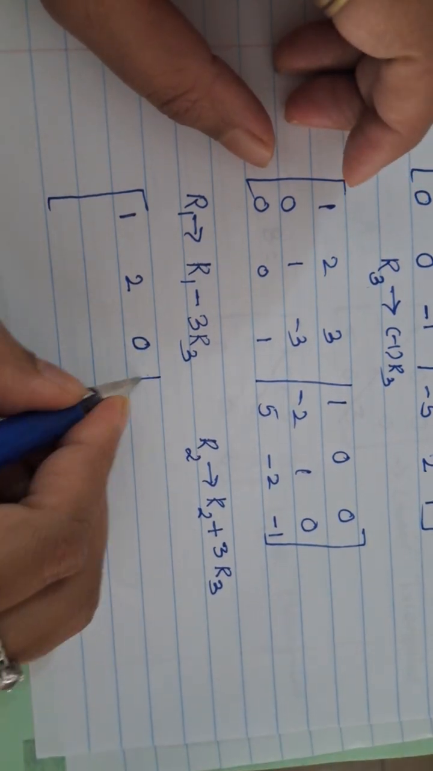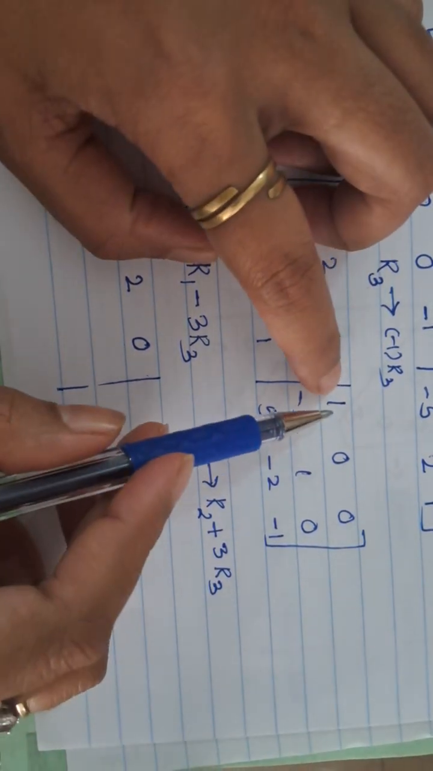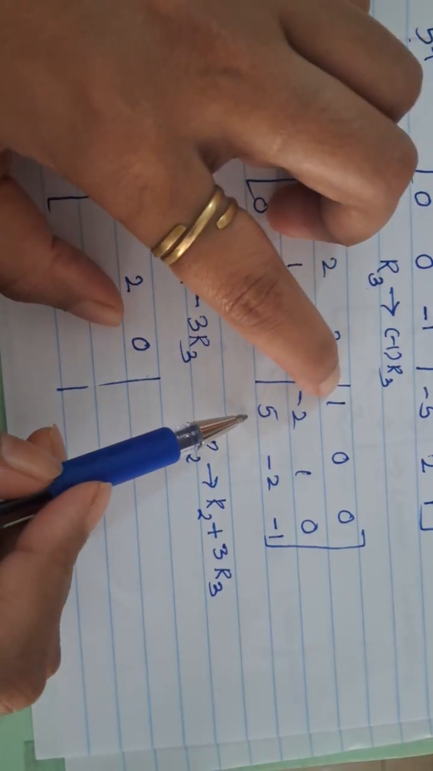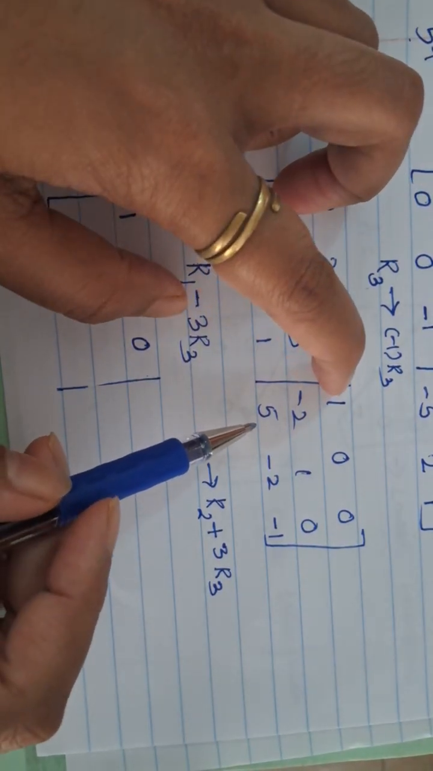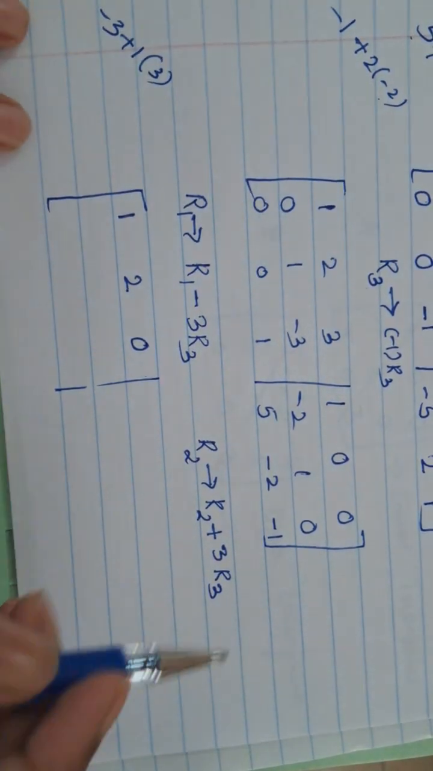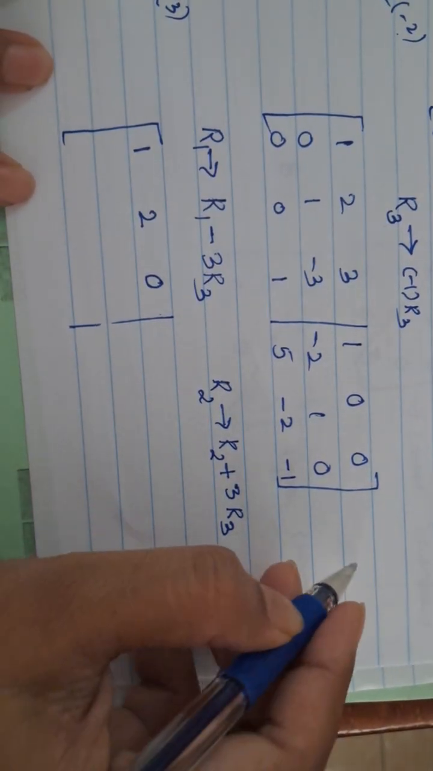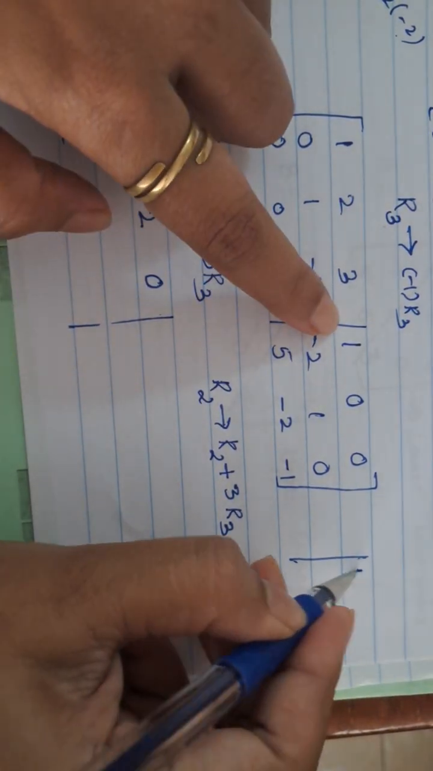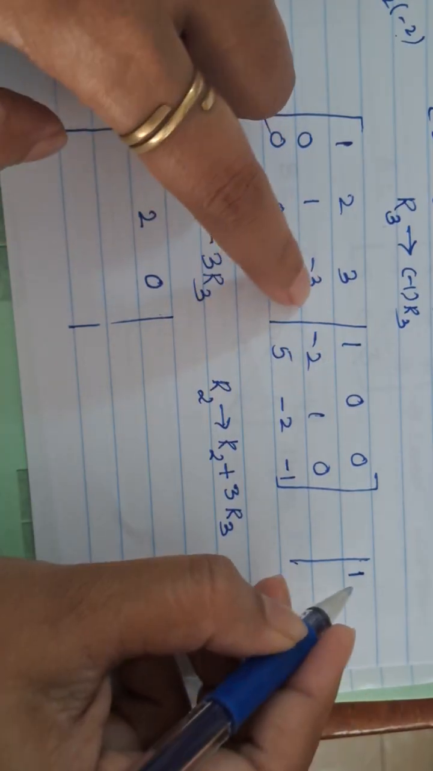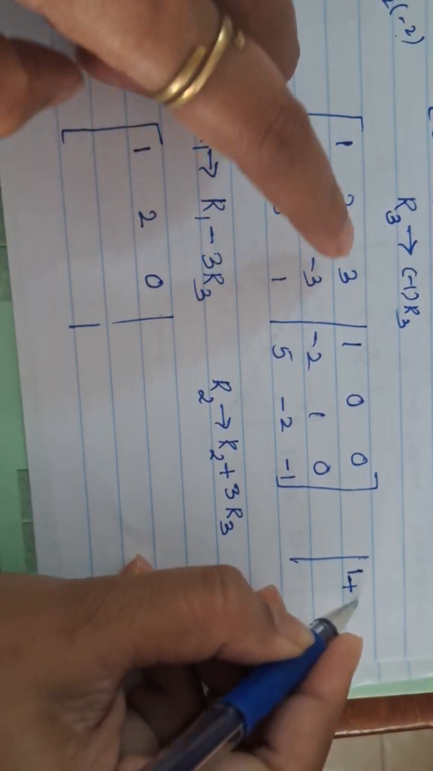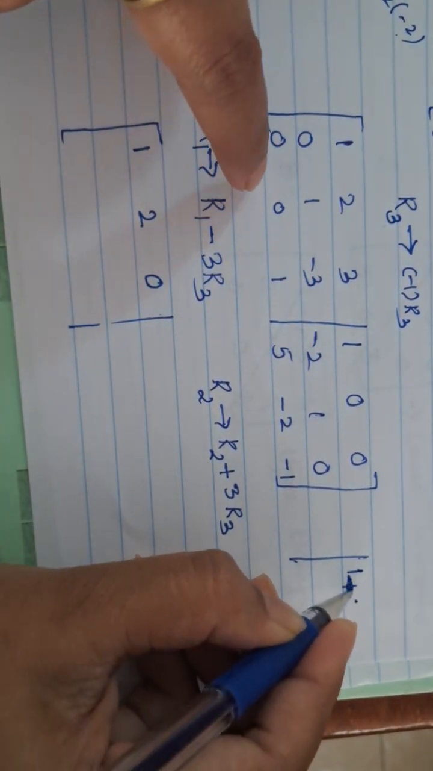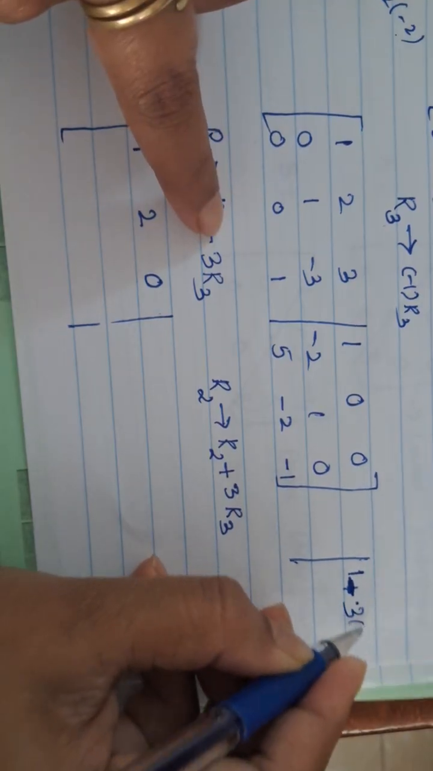Alright. Then you do the same changes here also. So 1, you have 3 times of 5. That is, you can see here. If you want to do the calculations, you can do, as I told you, side by side calculations. So here you have 1 minus 3 times of 5.